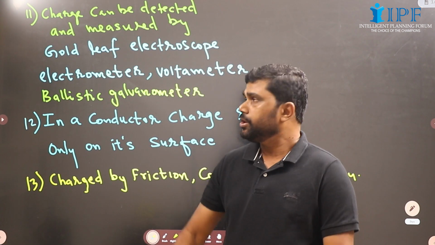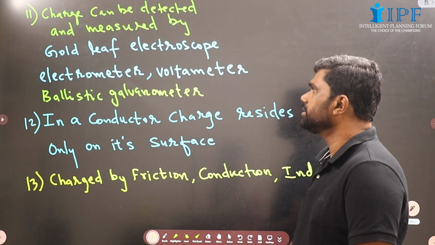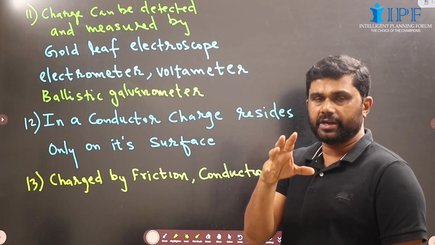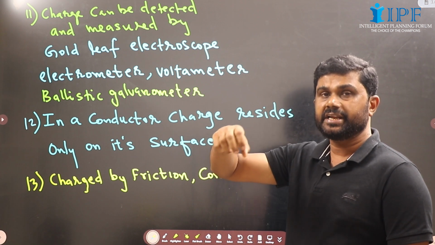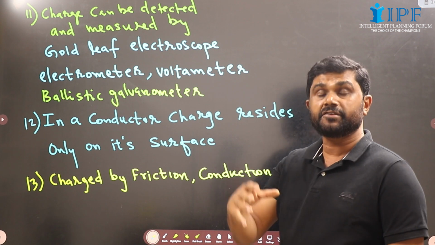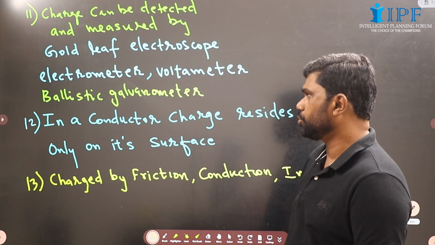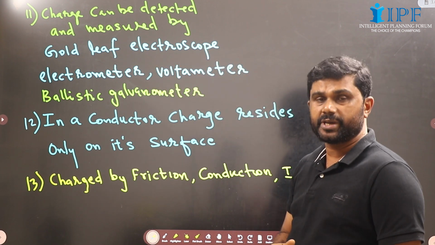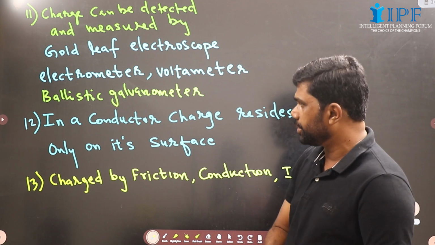Charge can be detected and measured by a gold leaf electroscope. Using a gold leaf electroscope, we can detect the charge. We can identify whether a body is charged or not, and we can also identify the nature of charge on the body. The gold leaf electroscope, electrometer, voltameter and ballistic galvanometer are used to measure the charge on a body.